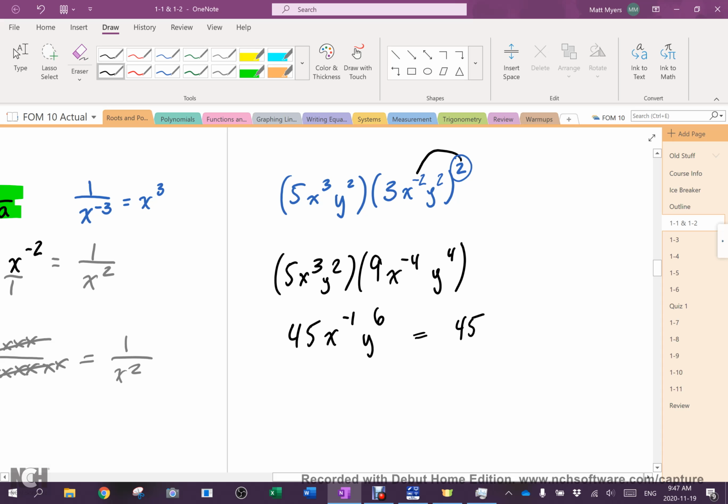45. Where would this go? Denominator, because you reciprocate it. X, y to the 6th. Is everybody cool? Now, could you do this a different way? Could you have moved this 2 right away down here? And then this would have been down here, right? X to the 4th. And then everything else would have been the same.